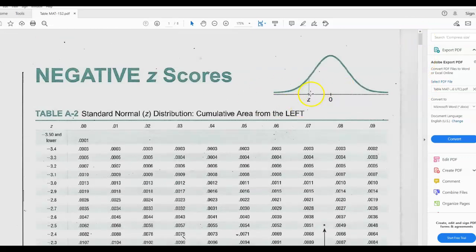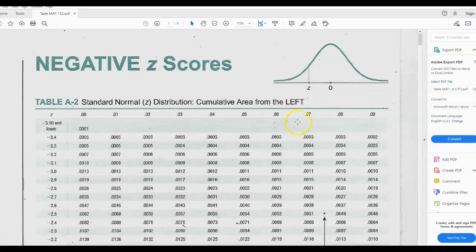But for a negative z-score, it's kind of hard to see, but this gives you the shaded area to the left, which is the one that we want. If it gave you the shaded area to the right, then we would have to find the area and subtract it from 1 because the total area is equal to 1. But it gives us the area to the left of the z-score that we have.